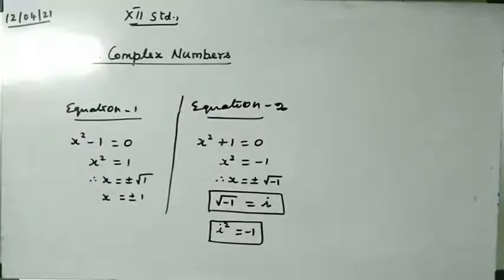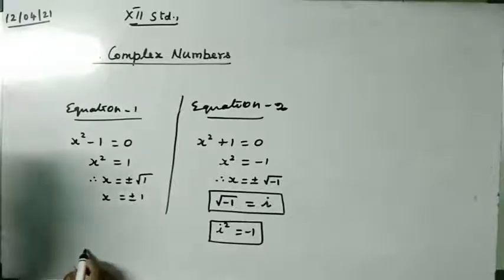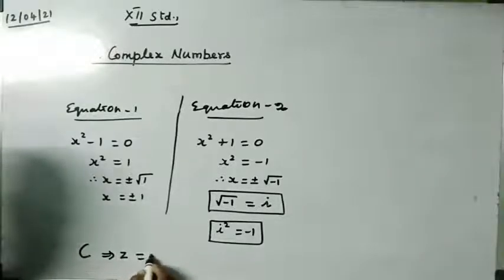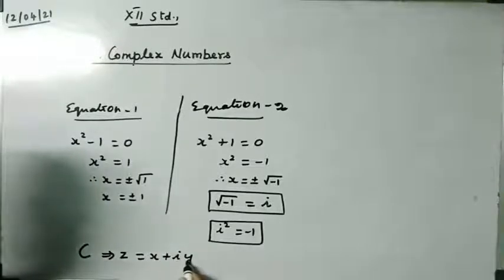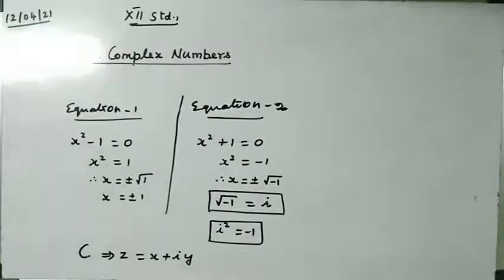A complex number system is always denoted by z. z is equal to x plus iy. x is the real part, y is the imaginary part of complex number z. Now let us know about the values of this i at first.